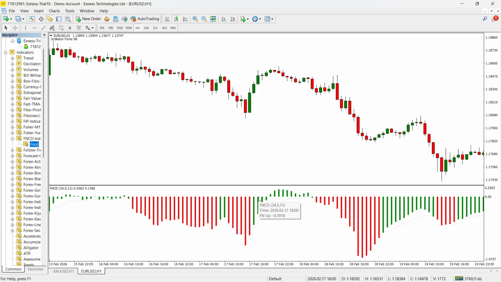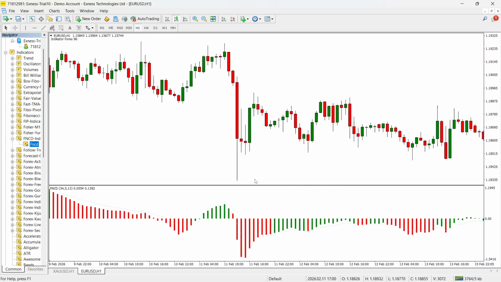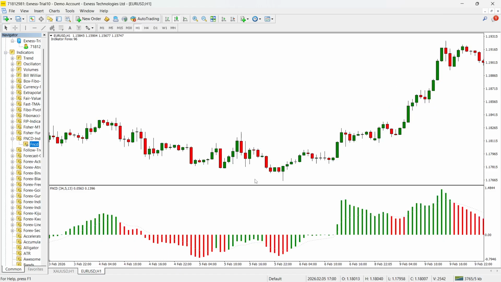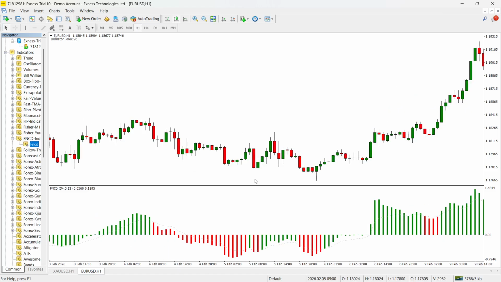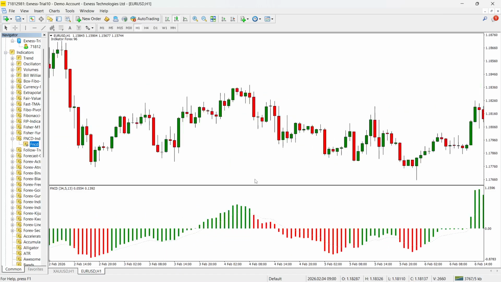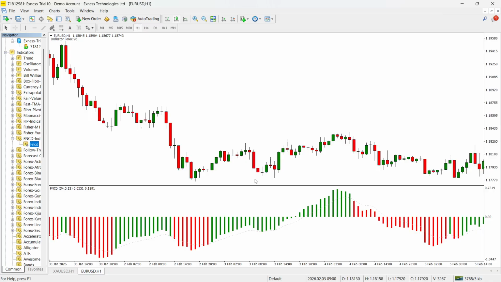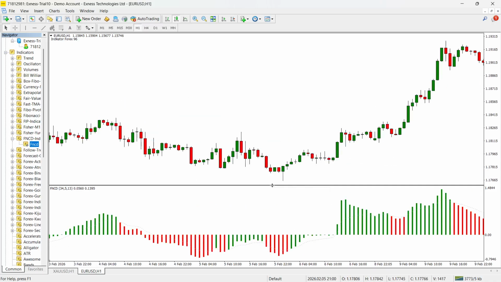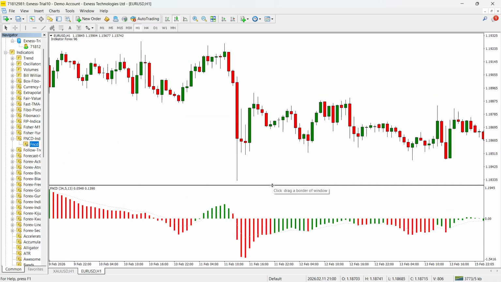The height of the bars reflects the strength of the move. Larger bars indicate stronger momentum, while smaller bars show weakening conditions and possible early signs that the trend may be losing steam. In practice, traders watch for transitions in bar color and position, treating green above zero phases as potential buy zones and red below zero phases as potential sell zones, always within the broader context of trend direction.